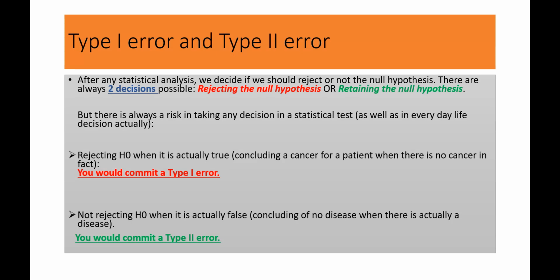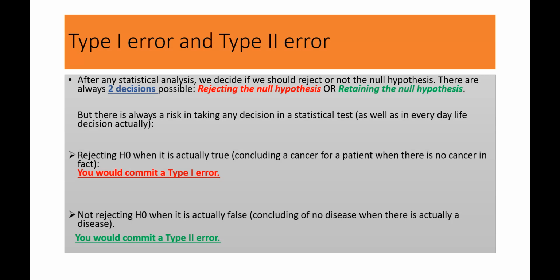First of all, after any statistical analysis, we decide if we should reject or not the null hypothesis. There are always two decisions possible, rejecting the null hypothesis or retaining the null hypothesis. But there's always a risk in taking any decision in a statistical test, as well as in everyday life decisions actually. For whatever decision you have, there is always a risk of getting mistaken, okay?